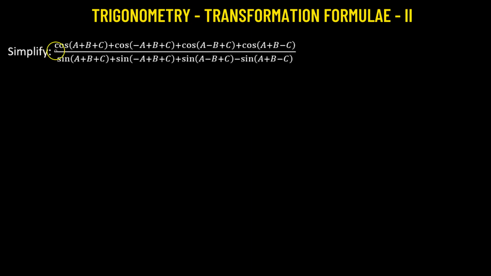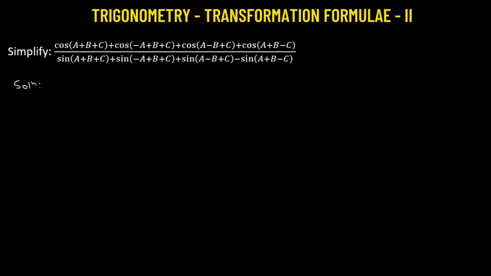So we need to simplify the given trigonometric expression. So let us begin. Now clearly in the numerator we have 4 cosine functions, and they are all added to each other. Now there is a transformation formula which states that if we have the sum of 2 cosine functions, then it's going to transform as a product of 2 cosine functions.